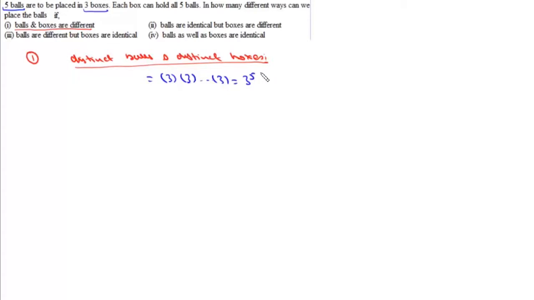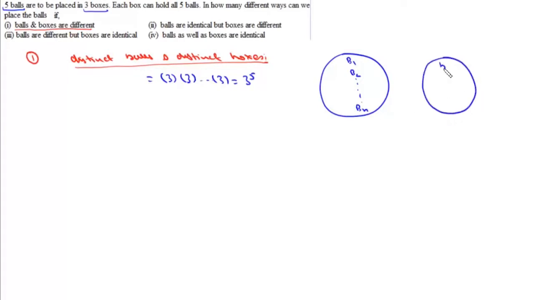So if we take a general case where we have n balls, say B1, B2 and Bn, and we have R boxes, say B1, B2 and BR, then the total number of ways in which we can put these balls in boxes when the balls and boxes both are distinct and the boxes can be empty.